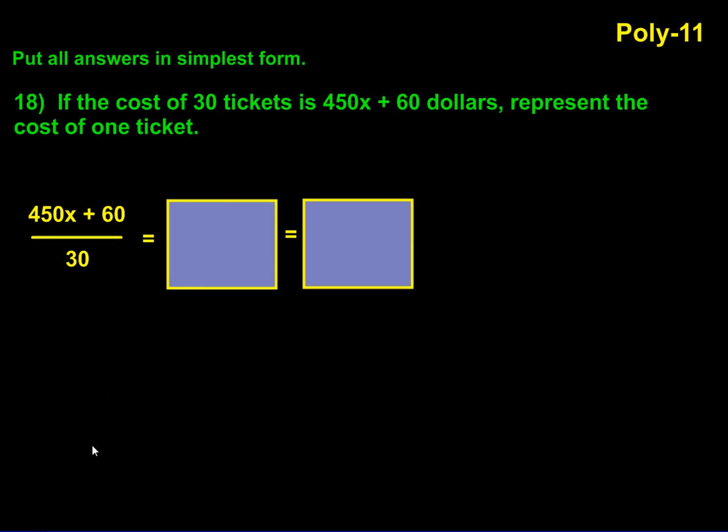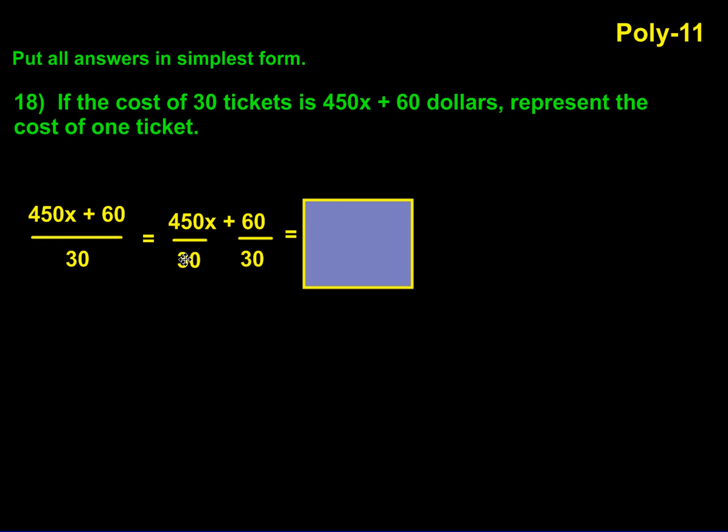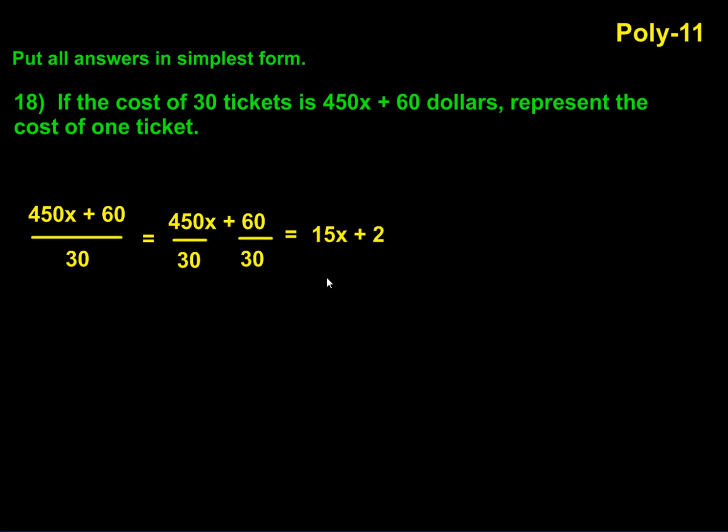Okay, and now let's take a look at number 18. If the cost of 30 tickets is $450x plus $60, represent the cost of one ticket. So we set this up as 450x plus 60 over 30. Which, remember, this 30 gets applied to both, so we can rewrite it as 450x over 30 and 60 over 30. And if we divide that out, we get 15x plus 2.